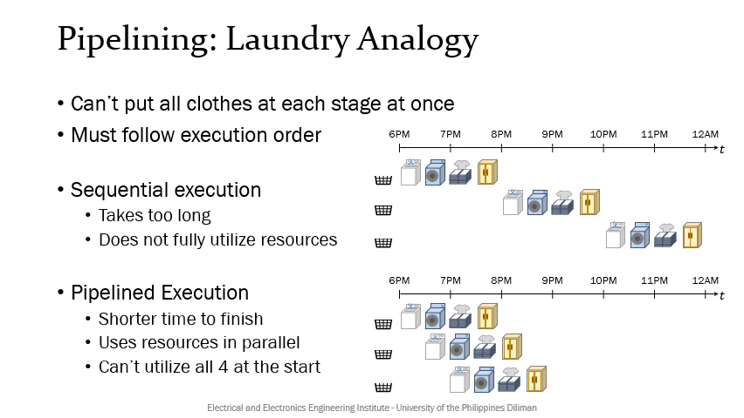However, note that we cannot fully utilize all 4 at the start. Also, if we have more clothes to wash and continue the process, we can expect that a basket of laundry will be finished every 30 minutes after the first one is finished, just like what happens here. So 1 set of clothes is finished every 30 minutes.